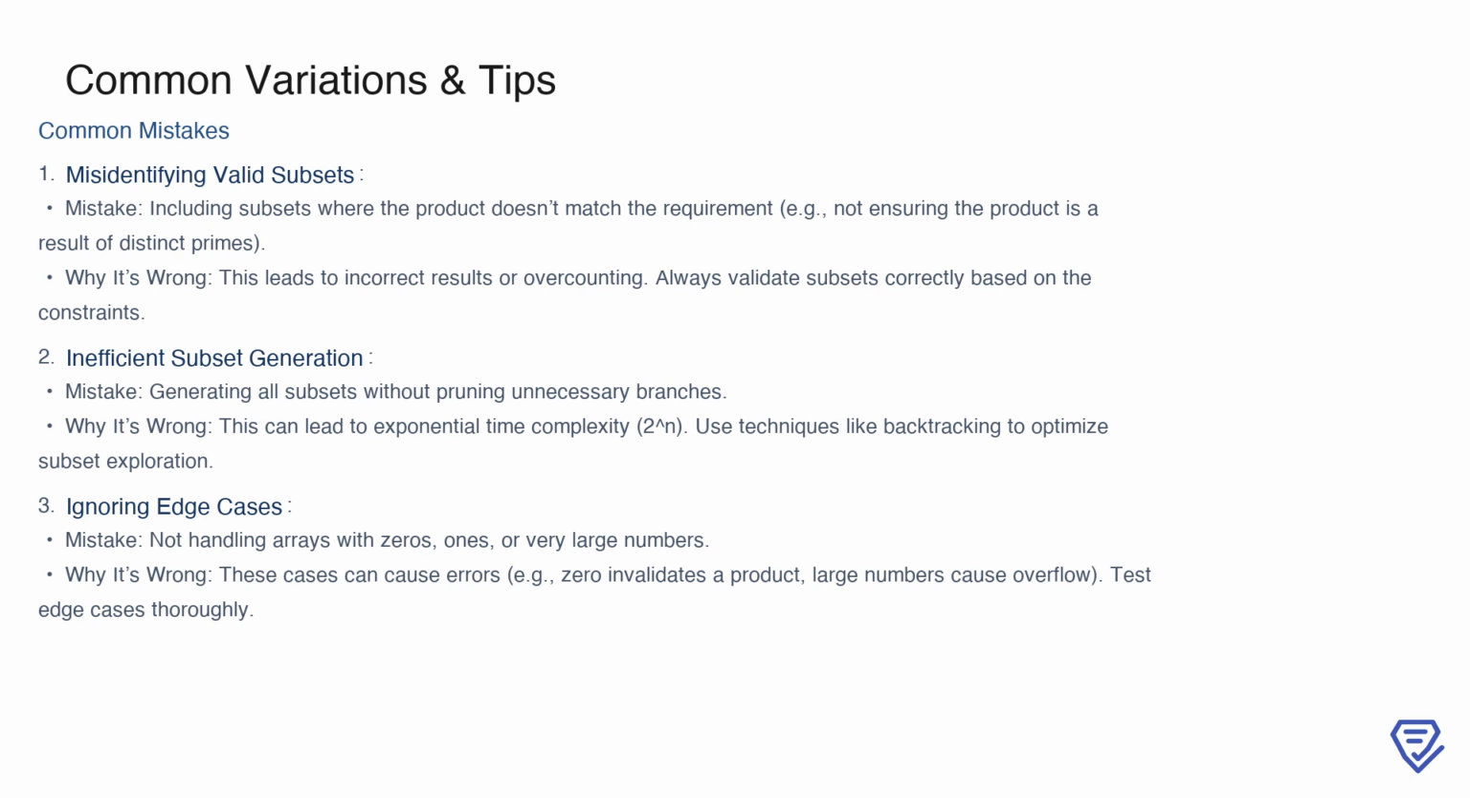For example, arrays containing zeros, ones, or very large numbers require special handling. Zeros can invalidate a product, large numbers can lead to overflow, and ones need to be managed to avoid skewing the count. Testing thoroughly against these edge cases is essential for a robust solution.